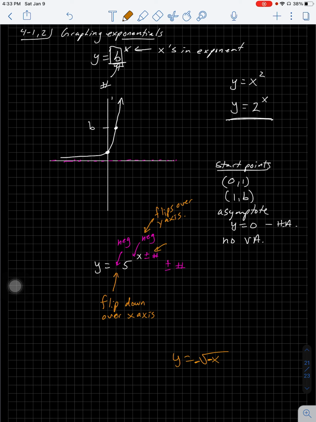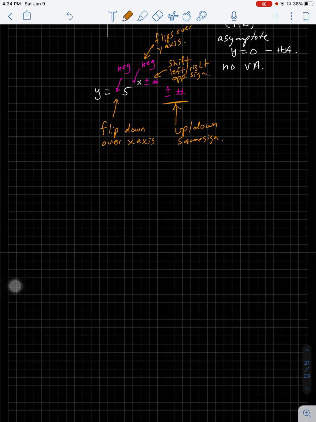Numbers up here with the x in the exponent do the same thing as numbers that are under the root. It's going to shift you left or right, and it's going to be opposite the sign. And then these numbers at the back do just what numbers at the back of the roots do, and that is shift you up or down. Same sign. Okay, so that's the general idea, and let's just do a couple of examples.